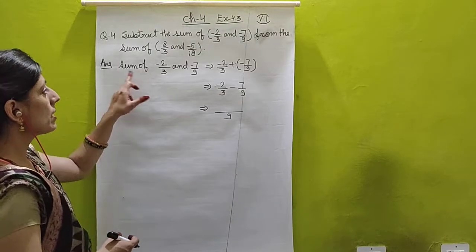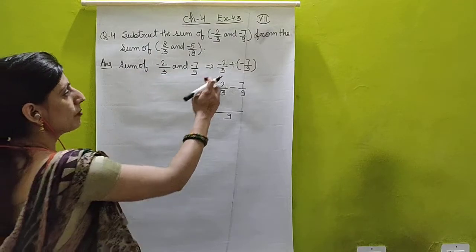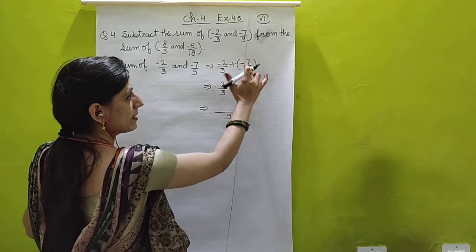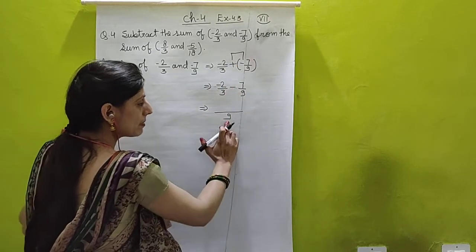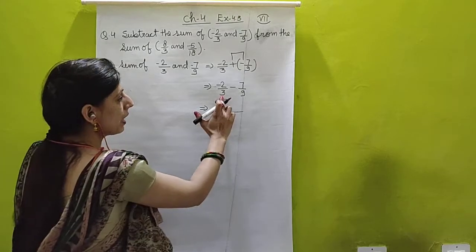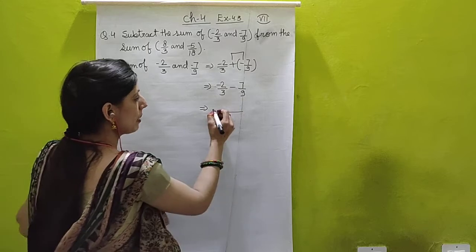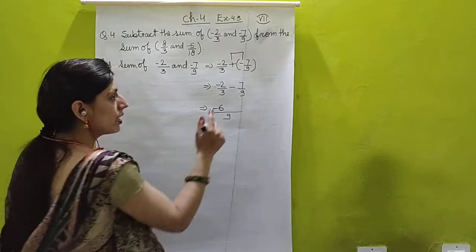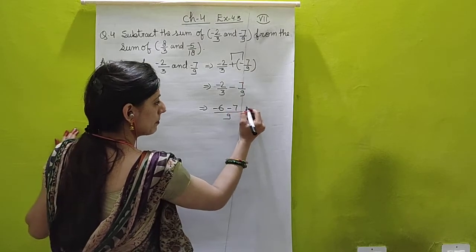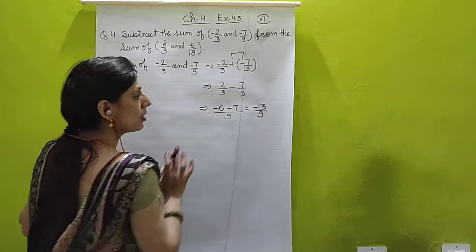Students, now the sum of minus 2 upon 3 and minus 7 upon 9. Minus 2 upon 3 plus minus 7 upon 9, then plus minus will be minus. Now I have taken the LCM, that is 9. Now 9 divided by 3 is 3, 3 multiplied by 2 is minus 6. 9 divided by 9 is 1, 7 multiplied by 1 will be 7. Then minus 13 upon 9, that is your sum.